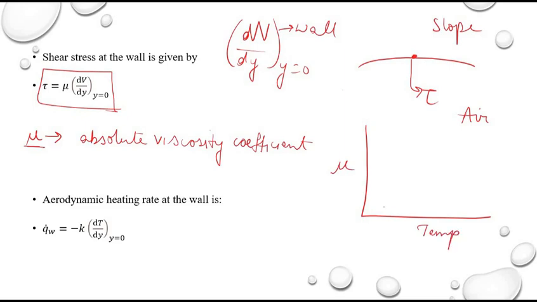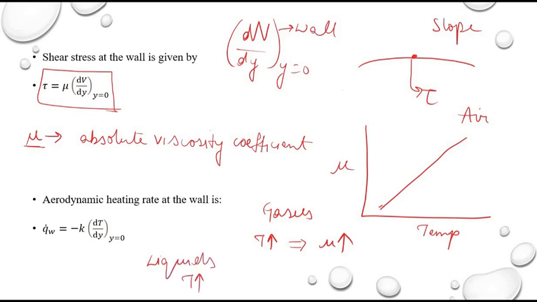So if I sketch the simple variation, this is how I'm going to have a look. That is, there is a linear variation for air as there is an increase in temperature. Therefore, for gases, when there is a rise in temperature, it results in a rise in viscosity, whereas it is vice versa for liquids. For liquids, if there is a rise in temperature, there is a decrease in viscosity. What happens is, as the temperature rises, air gets thicker, which means there is a rise in viscosity.